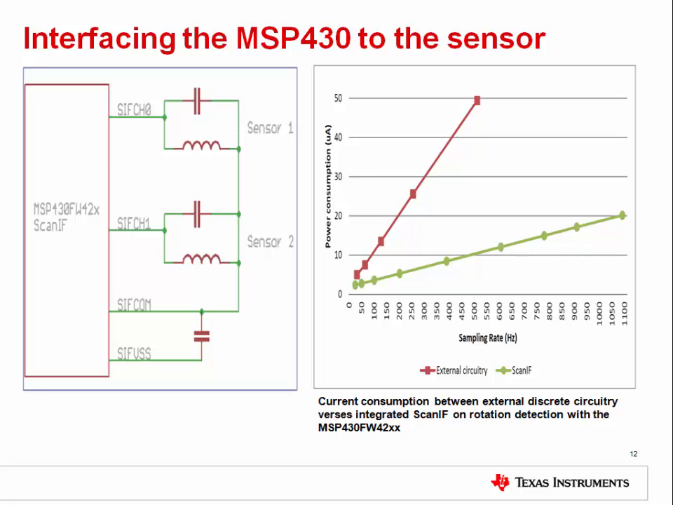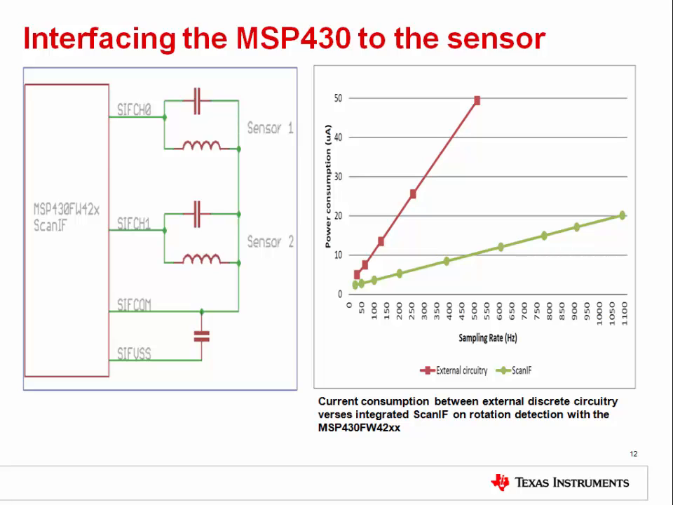By using the SCAN interface in MSP430 FW42X, most of the external components can be eliminated. Besides, measurement is done by the SCAN IF automatically. Once the SCAN IF is set up and enabled, the MCU will not be involved for measurement. The rotation is reflected as counter values, and the MCU can be set to low power mode for most of the time, unless an interrupt is set for specific actions such as reporting counter values.